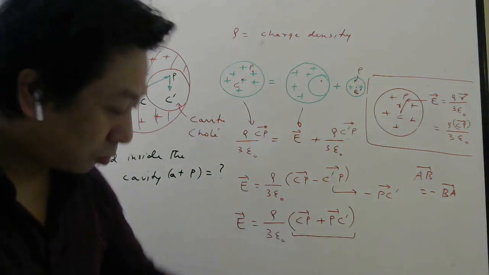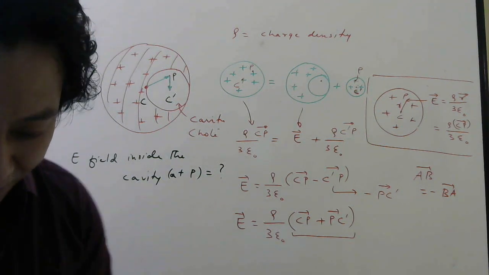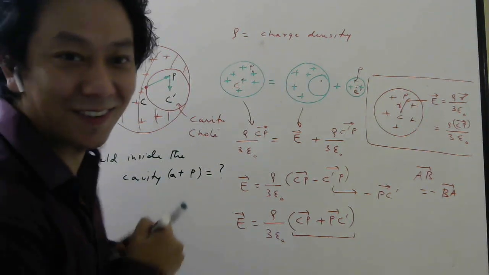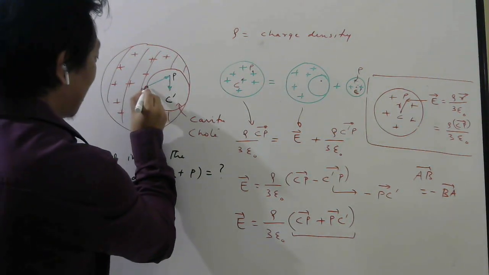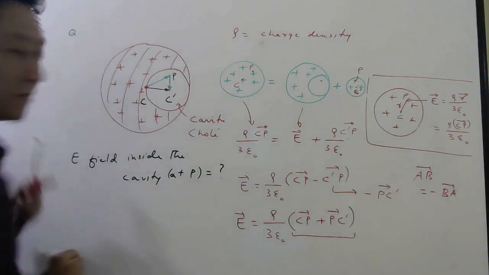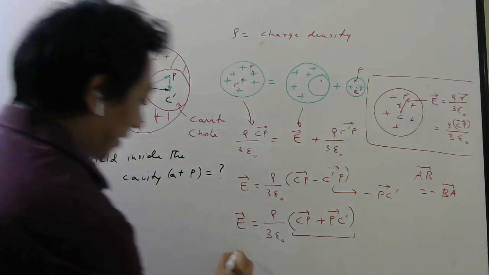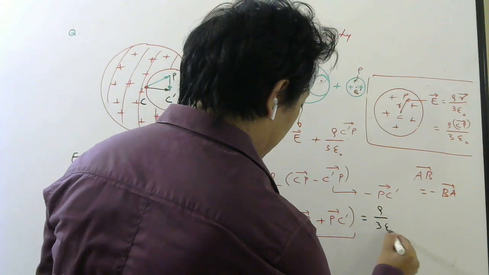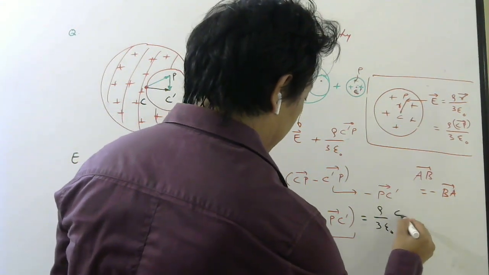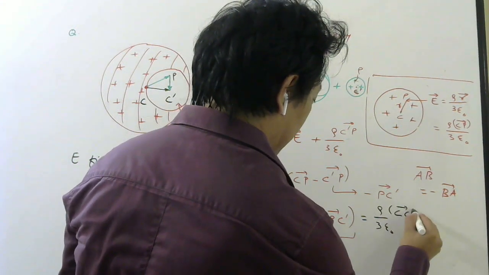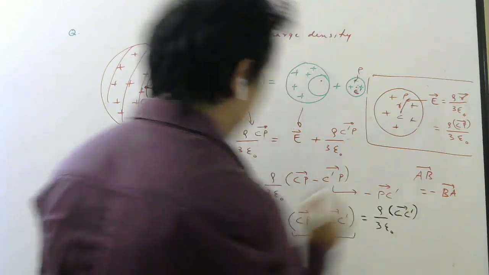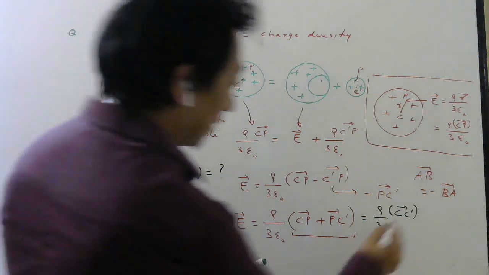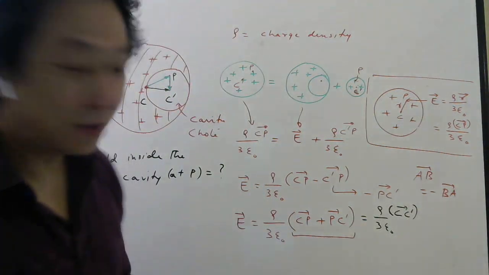So if I add these two vectors, which vector will I get? Think. Which vector will I get? Use triangle law. So this vector plus this vector will be this vector. Yes or no? So I can write final electric field is equal to rho by 3 epsilon naught CC dash vector.